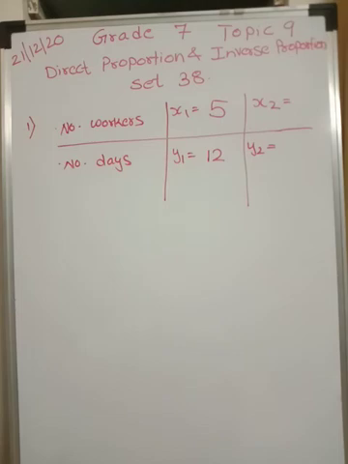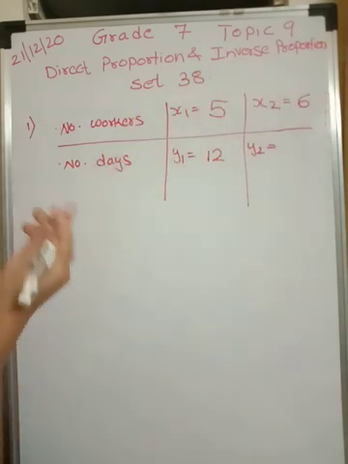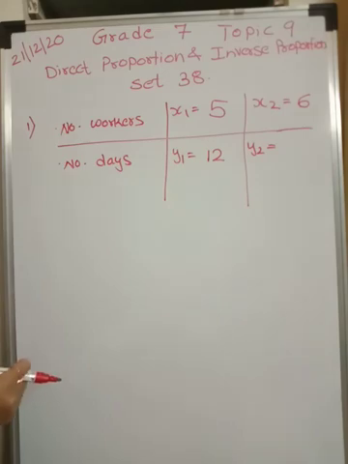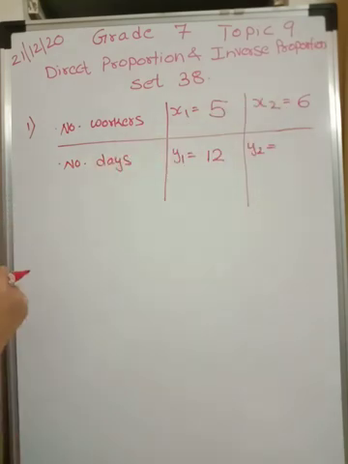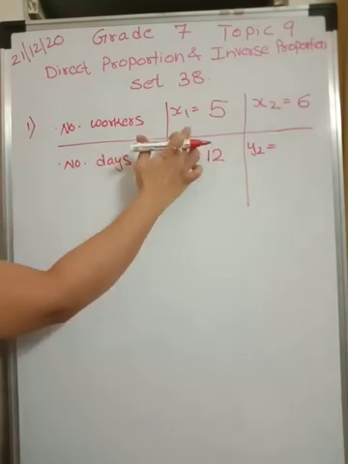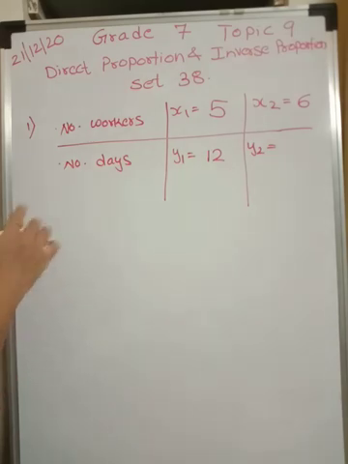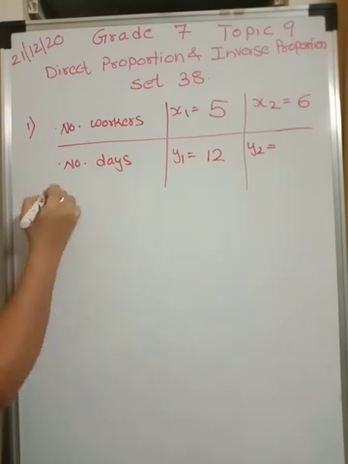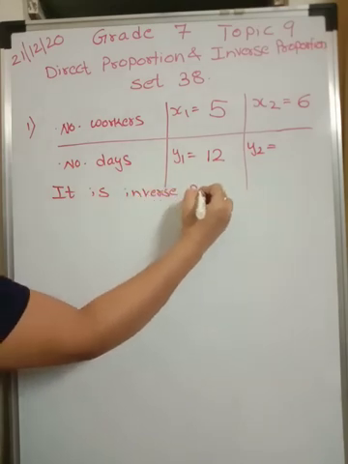How many days would 6 workers take? Instead of 5, if I make the number of workers 6, then obviously if more people are working together, time will be less, isn't it? So they have asked how many days will be taken by 6 workers. So if the number of workers is increasing, the number of days required to complete the work will be decreasing. So if one quantity is increasing, another is decreasing, that means it is inverse proportion. So always first find out what is the proportion. So you write first, it is inverse proportion.